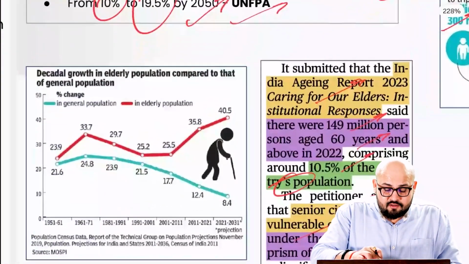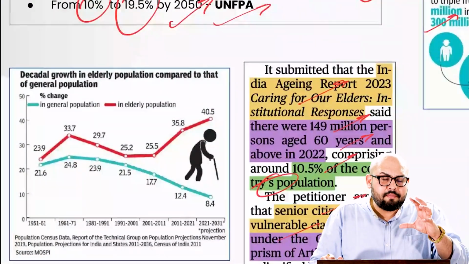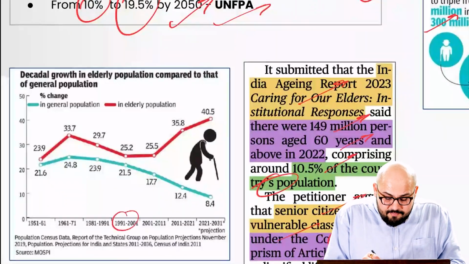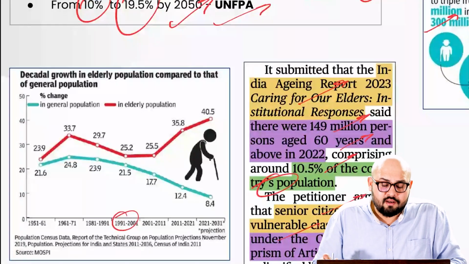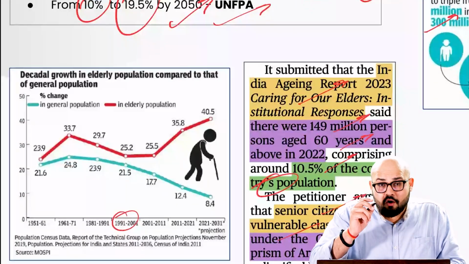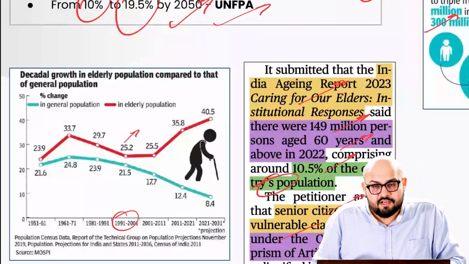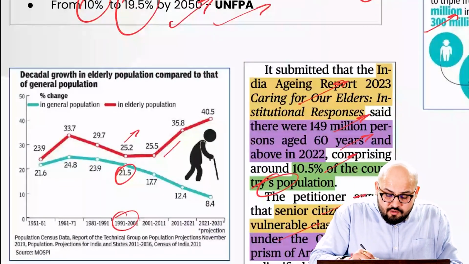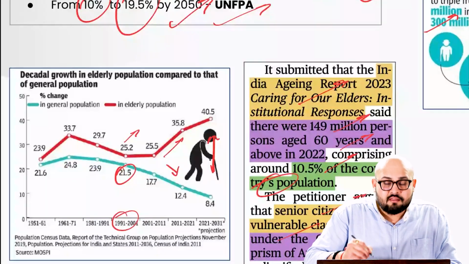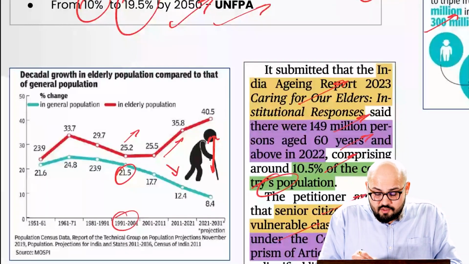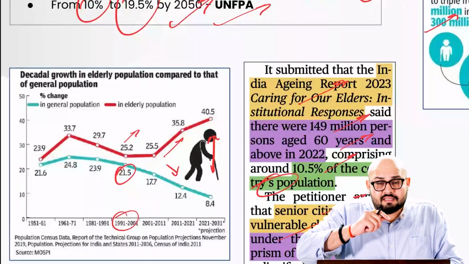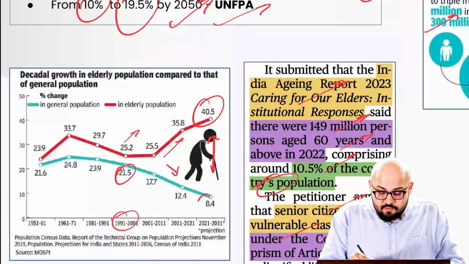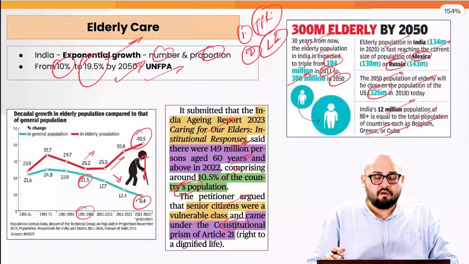Now, if you look at this particular infographic, it is trying to compare the growth rate of the overall population to that of the elderly population, right? If you look at the time period of 1991 till 2001, it says that the decadal growth rate of the elderly population in the country was 25.2 and the same number for the overall population was 21.5. Now just look at how this divergence has increased. For the time period projected from 2021 till 2031, it says that the decadal growth rate of the elderly population would be 40.5 and that of the overall population would be 8.4, right? So there is a need for a comprehensive policy.